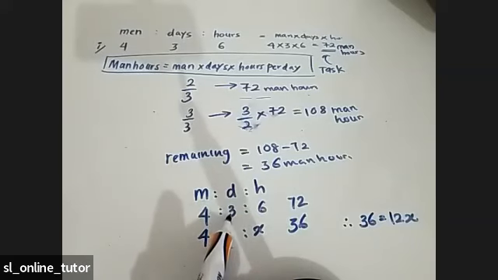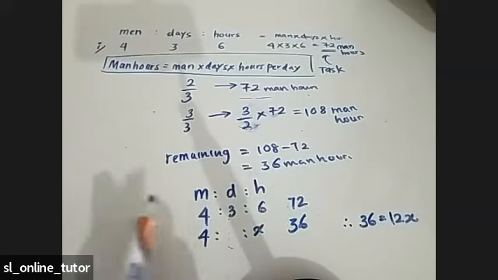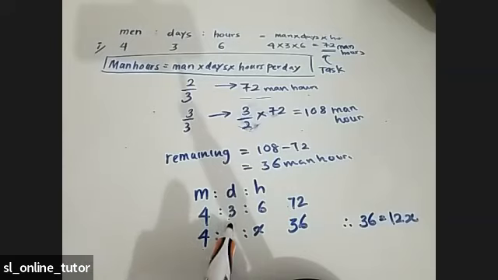We took 3 days earlier because it's already given. They worked continuously 3 days. But now these 4 men are working the next day. Next day is just 1 day. So they are asking if they want to finish this 36 magnitude task, how many hours do they have to work? They have only 1 day. There are 4 men.